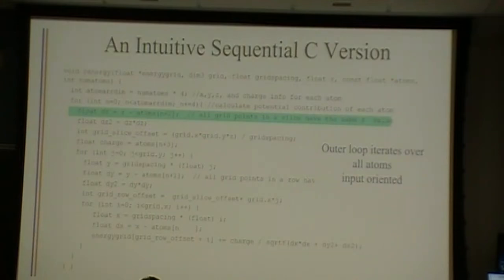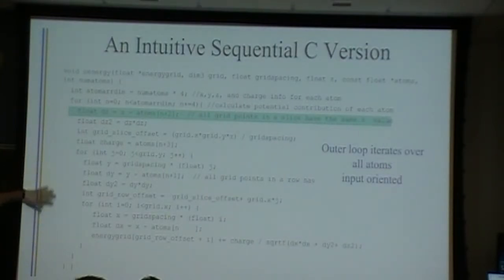So the sequential C version is pretty straightforward, right? Basically it's a set of nested loops because we need to loop over all of the atoms and all of the grid points, except it's a two-dimensional slice. So we loop over x here, y here, and then all of the atoms. So there's our three loops. And you can see that it's input oriented, so this is the scatter.